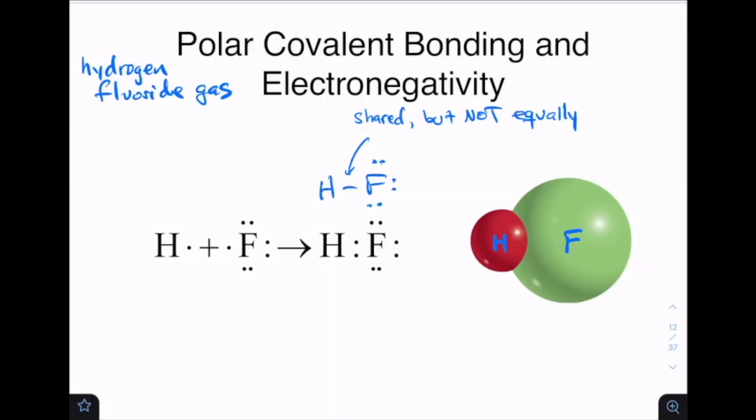In this case, the bar is not implying equal sharing. You need to know something else that's going on. And we're going to talk about that something else right now. It's called electronegativity.